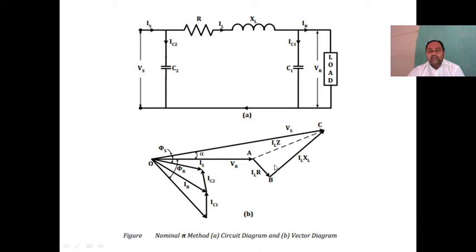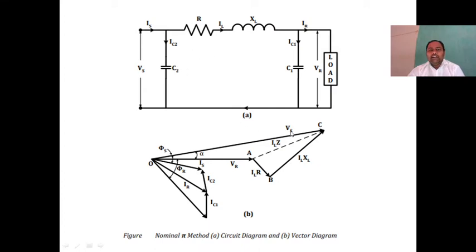Draw a line. So how do we obtain the sending end voltage? The sending end voltage is the vector sum of VR plus ILZ. ILZ is nothing but the vector sum of ILR plus ILX. Please observe carefully: ILR plus ILX is nothing but ILZ.